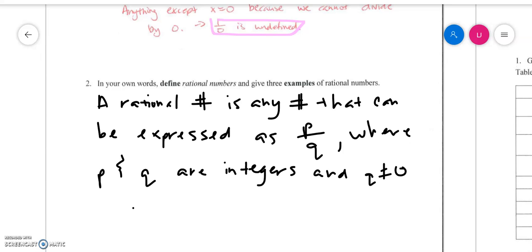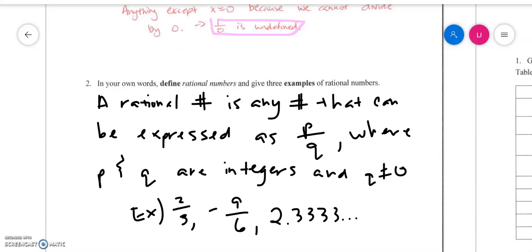And so some examples of rational numbers: 2/3, -9/6, 2.3333, because this can be turned into a fraction that follows our definition.